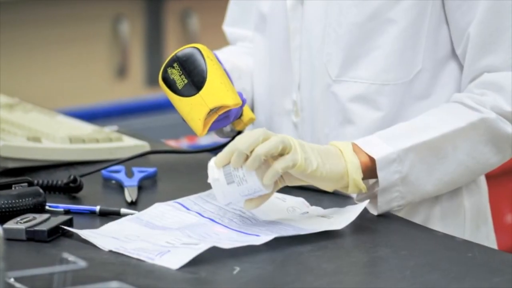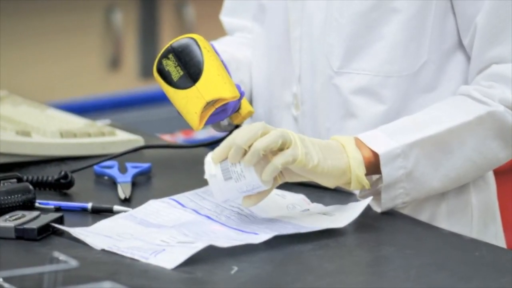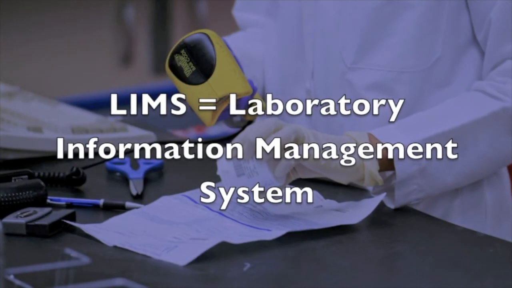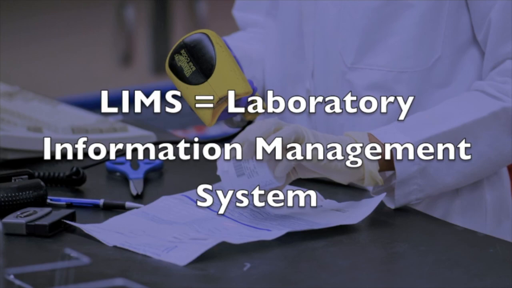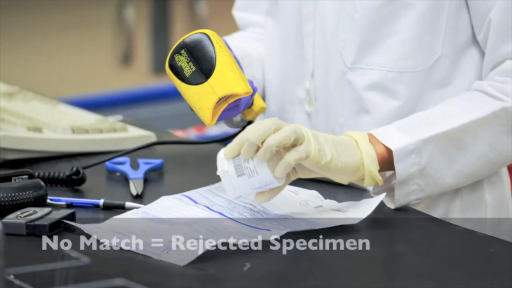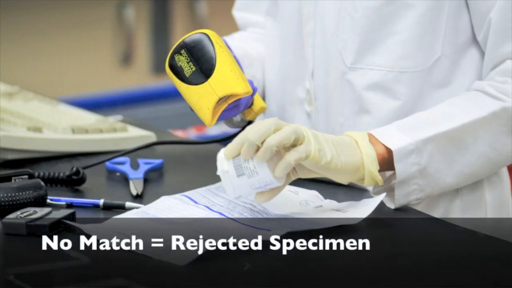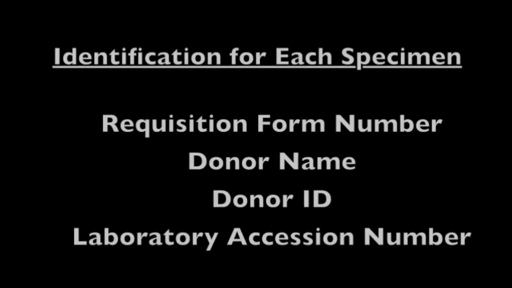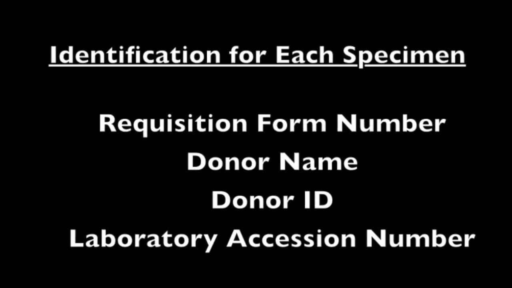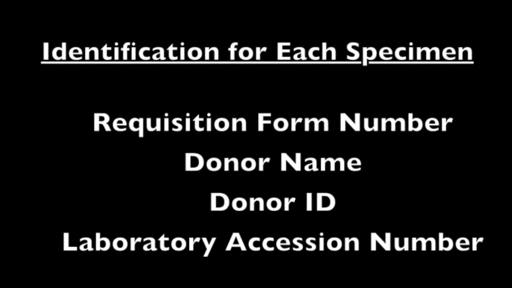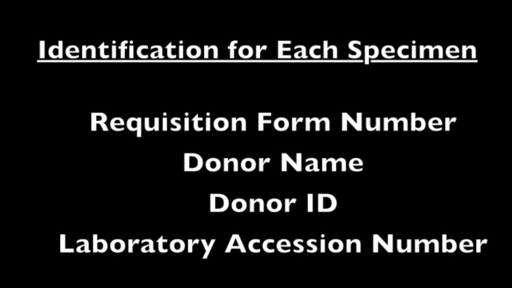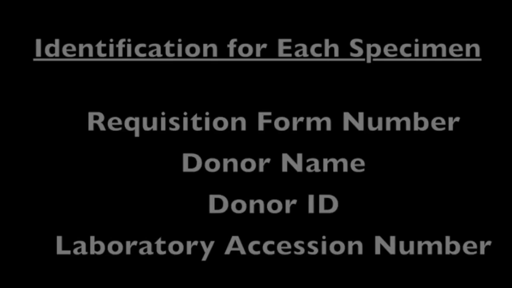At the laboratory, accessioning personnel scan the barcodes of the specimen and requisition form. The laboratory information management system forces a match prior to the receipt into the laboratory. A specimen whose barcode label does not match its corresponding requisition form barcode is rejected by the computer system. USDTL uses multiple identification for each specimen, such as the requisition form number, donor name and donor ID, and the laboratory accession number assigned at the time of receipt.